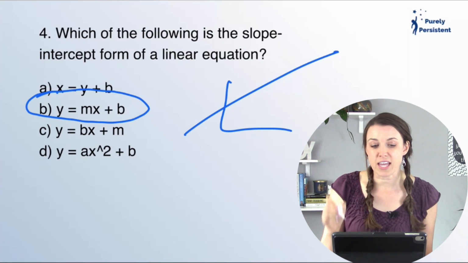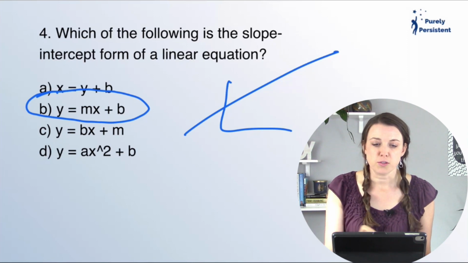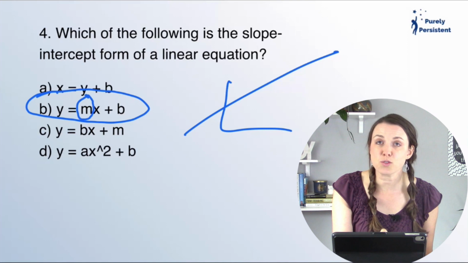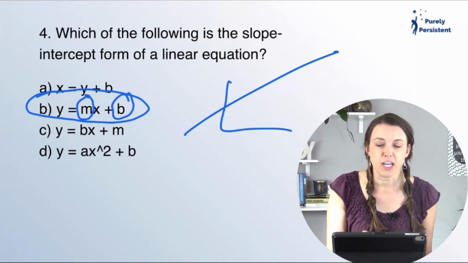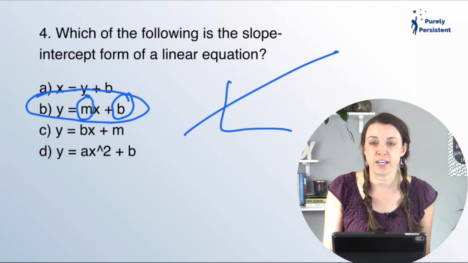So we have y equals mx plus b. So the m right here, that is going to be the slope of the line, and the b right here is where it crosses the y-intercept.